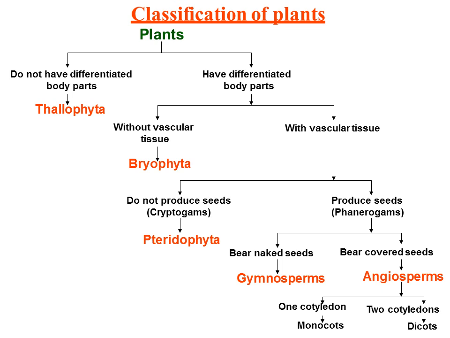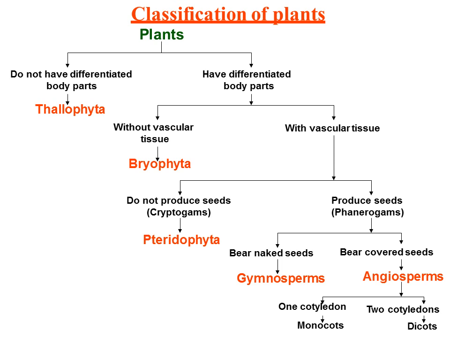And with vascular tissue, again it is divided into two groups. Number one, which do not produce seed, and they are called cryptogams, and the example is pteridophyte. Another one which produces seed, they are called phanerogams. And they are also divided into two groups. Number one bears naked seed, that means the seeds are not covered by a seed coat. Example is Gymnosperm.